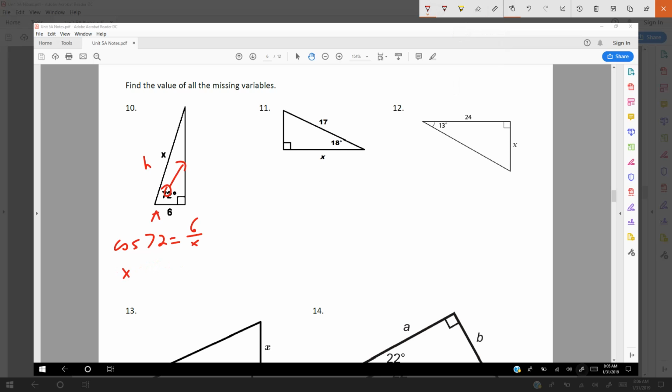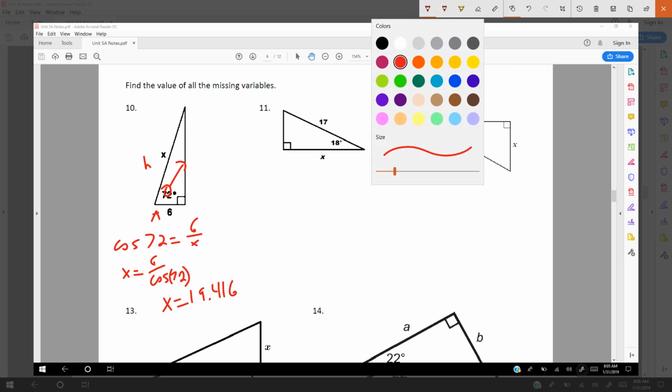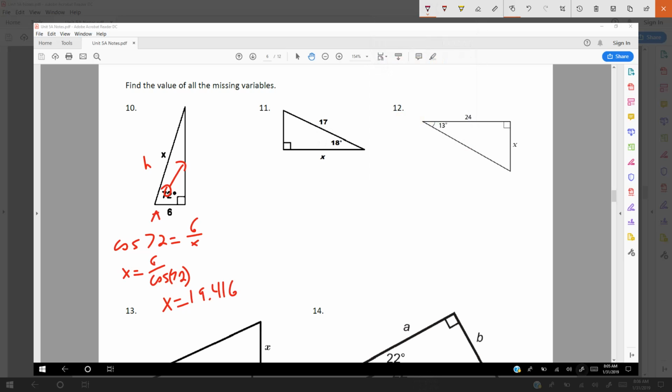Switch them, so that's x equals 6 over cosine of 72. So x equals 19.416.